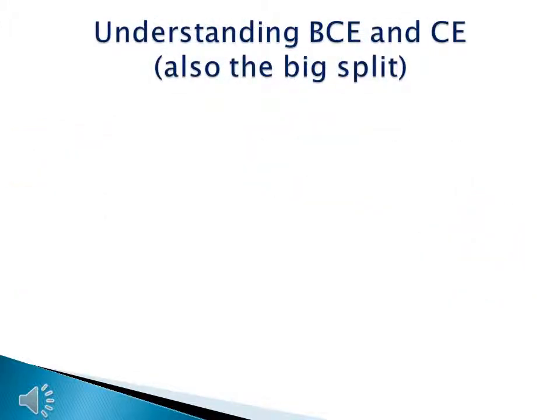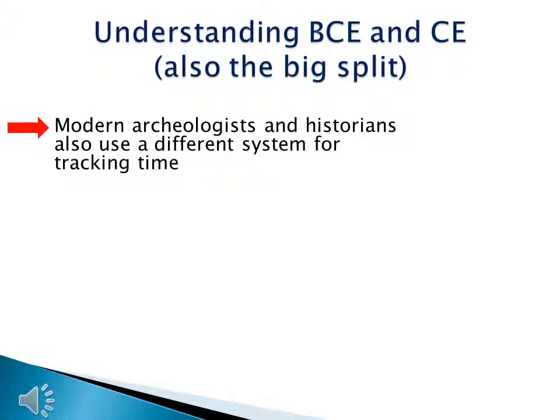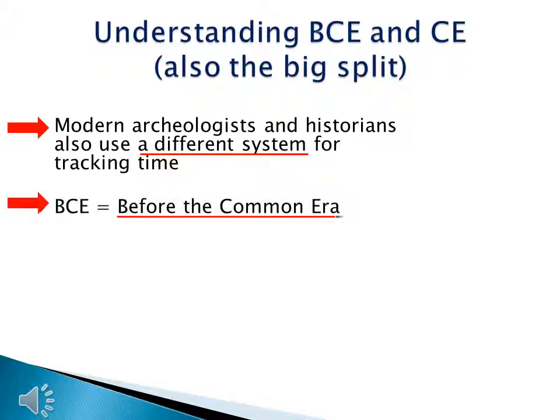Wouldn't it be great if we could keep this as simple as BC and AD? I mean, once you get the concept that BC equals before the birth of Jesus Christ, and AD, or Anno Domini, equals the year that Jesus Christ is born and everything after, life is pretty simple. But modern archaeologists and historians also use a different system for tracking time, BCE and CE. Here's how it works. BCE stands for before the Common Era, and CE stands for the Common Era.